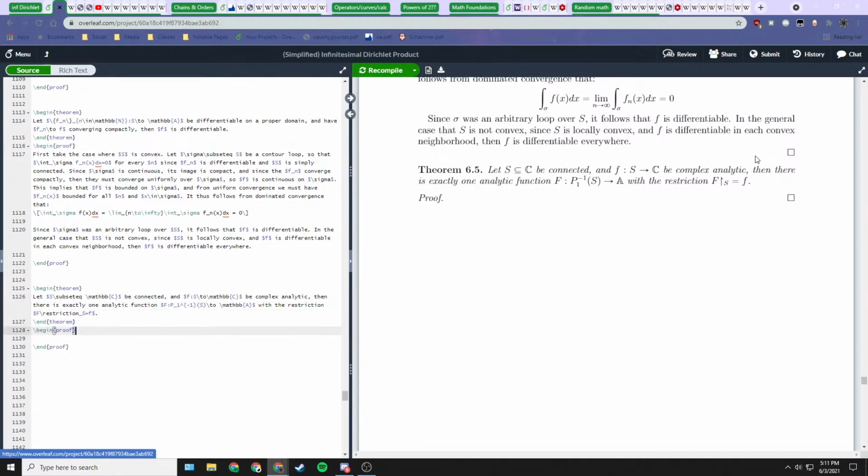Okay, so to prove this, we essentially want to show that there is one, and we also then want to show that there is only one. So how will we do that?